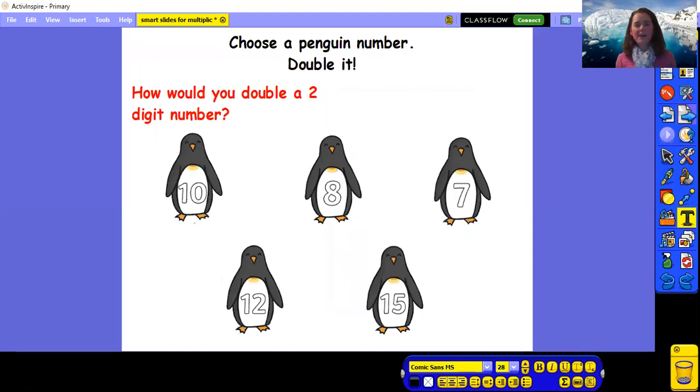Okay, what I would like you to do is look at these penguins. They've got a number on their tummy. I want you to pause this video on this page, and then I want you to double those numbers. Okay, so double 10, double 8, double 7, double 12, double 15, and then come back to me. Now there's a question in red there. It says, how would you double a 2-digit number? What strategies could you use to help you double that number? Okay, I will see you in a minute.